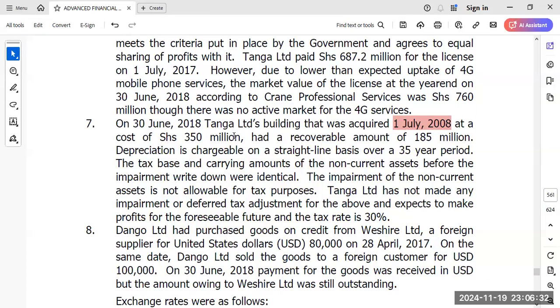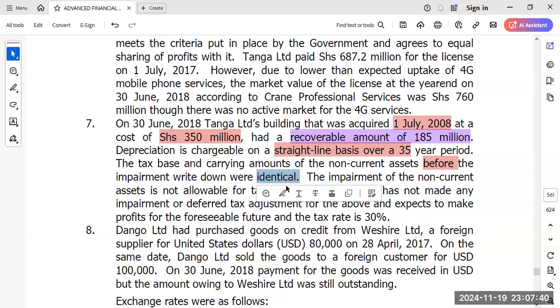at a cost of this, the cost of the building, and had a recoverable amount of this. So this recoverable amount is on which date? This recoverable amount is on 30th June 2018. So every time you see the word recoverable amount, think about impairment loss. You need to test for impairment. Depreciation is chargeable on straight line basis over 35-year period. Very key here, because you will need the carrying value. Okay. The tax base and the carrying amounts of non-current asset before impairment write down were identical.